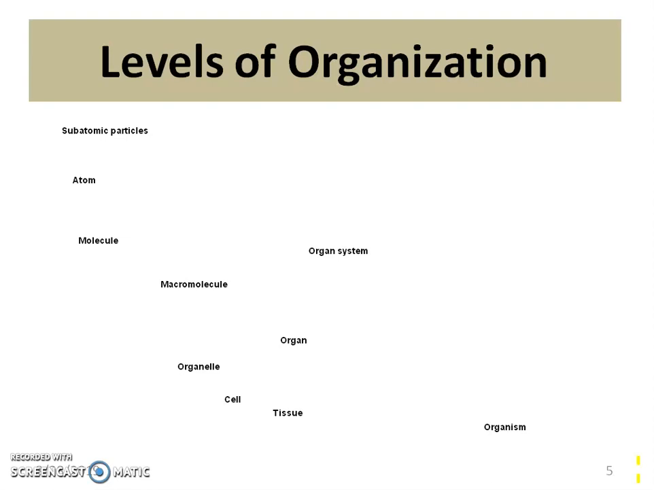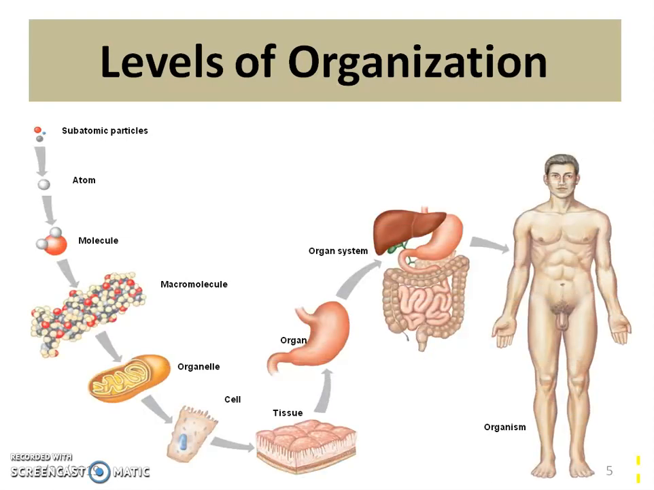Next is the level of organization of our body. For making our organism, a beautiful human body, it requires some levels. Let us start from the first. Initially, subatomic particles combine together and form many atoms. These atoms combine together and make molecules. Those molecules combine together and form macromolecules. Here you can see many molecules combined, that is a macromolecule.